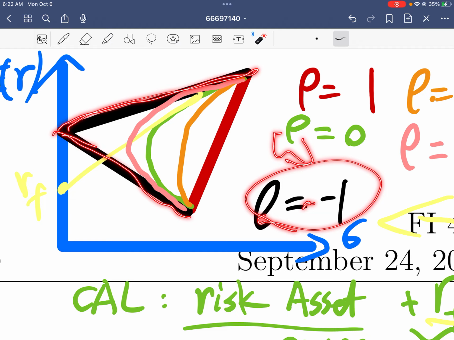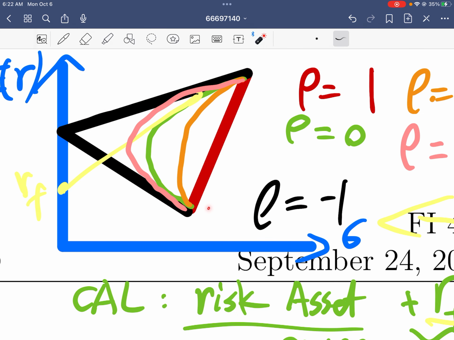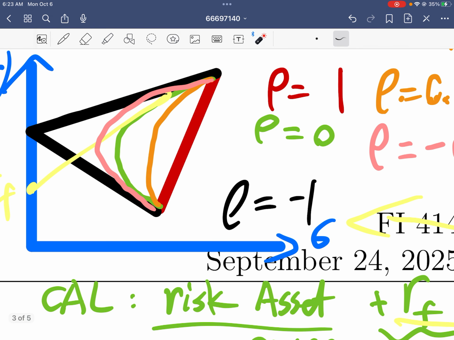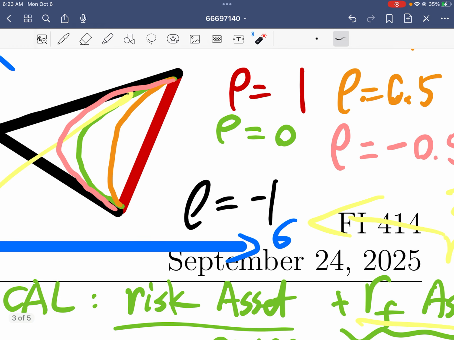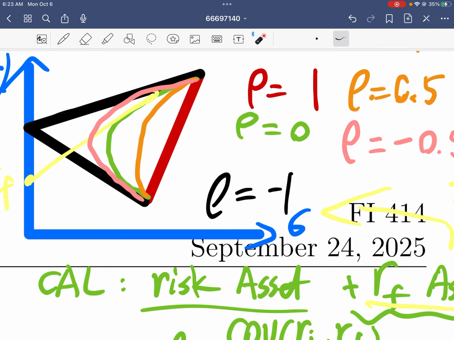For correlation equal to -1, we can simply treat them as two individual assets that go in different directions. We can plot it this way. Then for the correlation equal to 0, it's the curve we plot here.